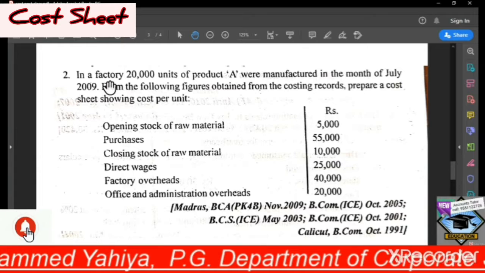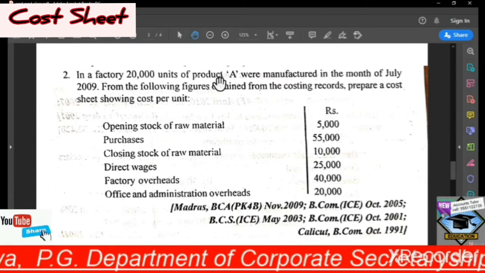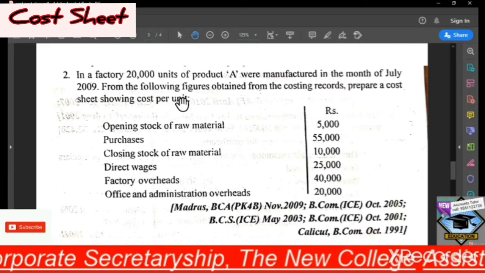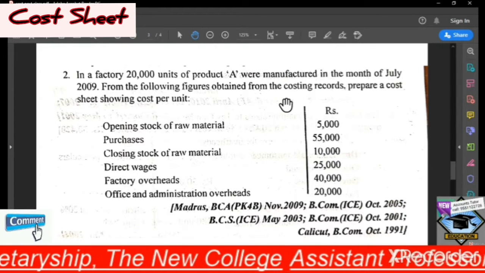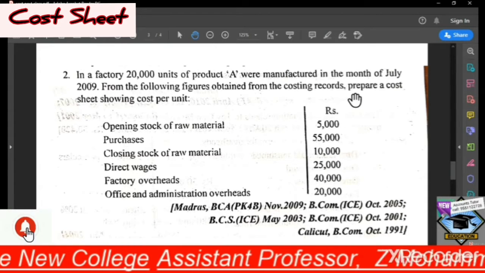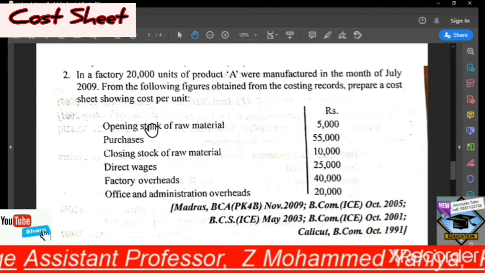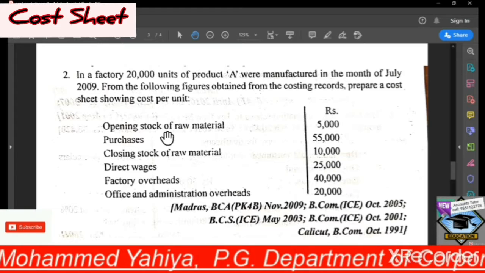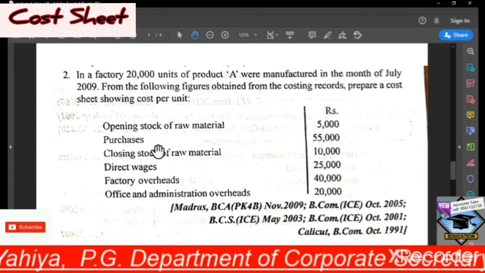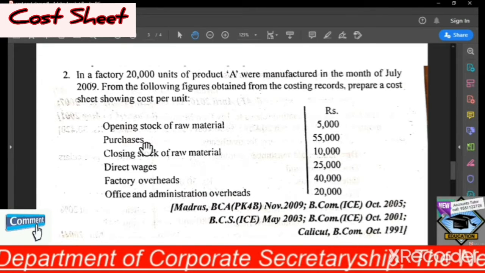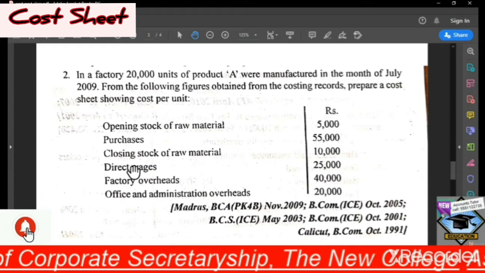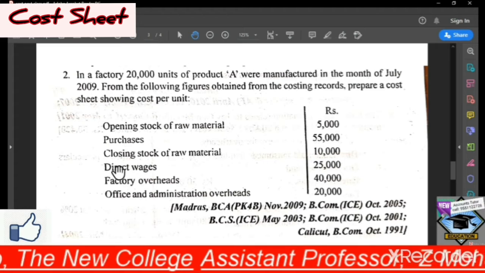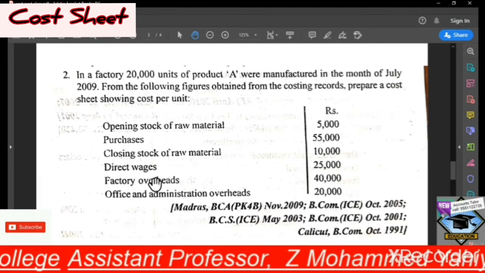Here is the question. In a factory, 20,000 units of product A were produced in the month of July 2009. From the following figures obtained from the costing records, prepare a cost sheet showing the cost per unit. To prepare a cost sheet, the first part is prime cost. To find the prime cost, we require direct material, direct wages and direct expenses. Here direct material is not given directly, direct wages is given, direct expenses are not given.